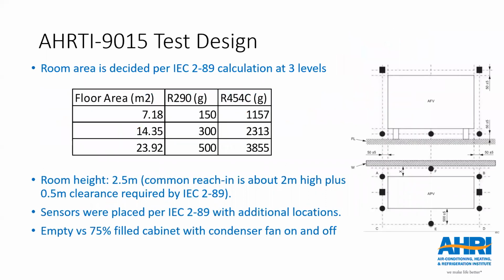So briefly, before I hand things back to Shadong, let's take a look at the design of this test. The room areas used for the test corresponded to the minimum allowable room areas per the IEC standard based on the charge levels. A room height of 2.5 meters was used. Sensors were placed in the locations required by Annex CC with some additional sensors added to gather more data. And you can see the Annex CC sensor locations on the figure at the right there.